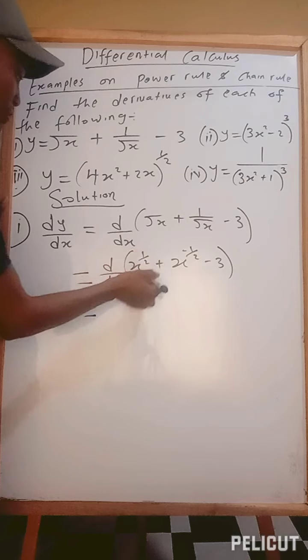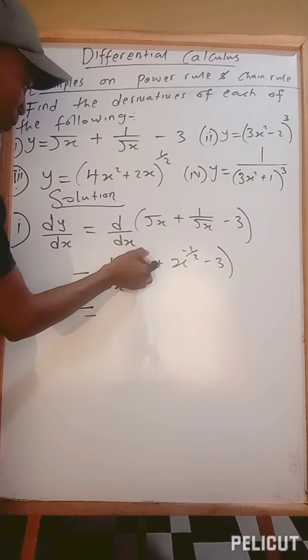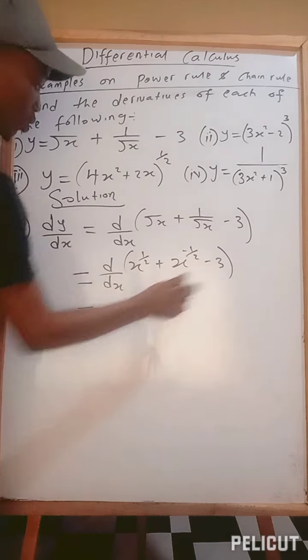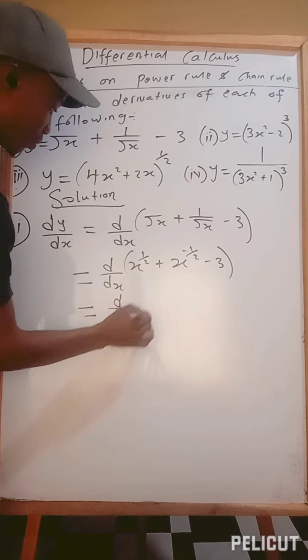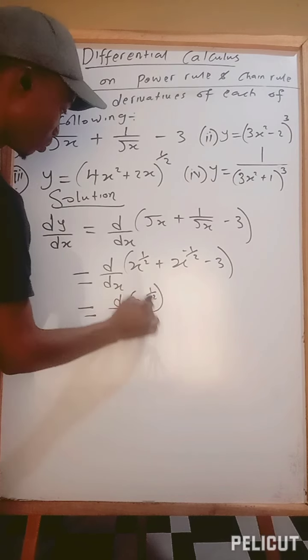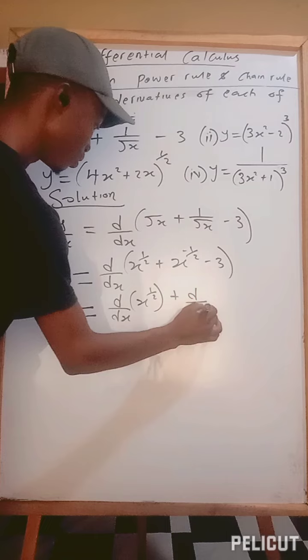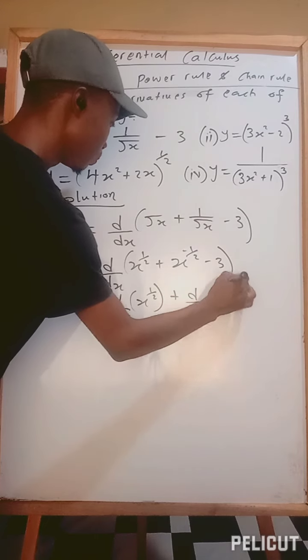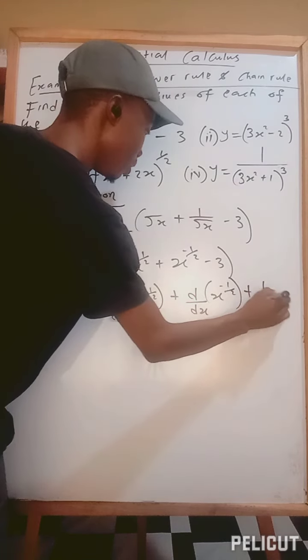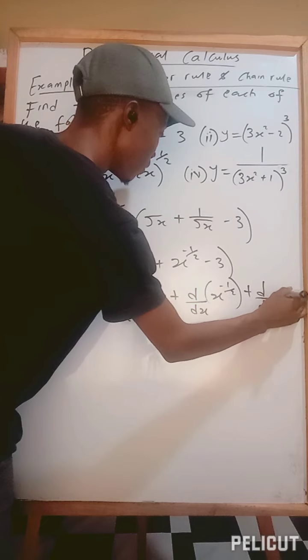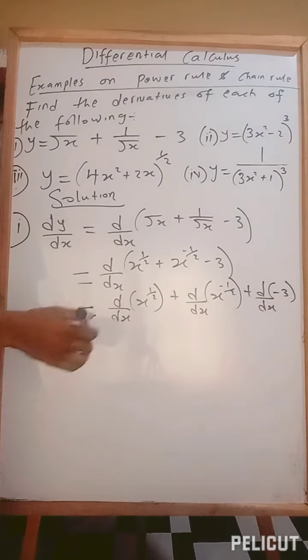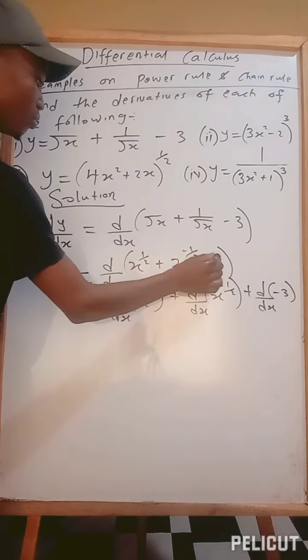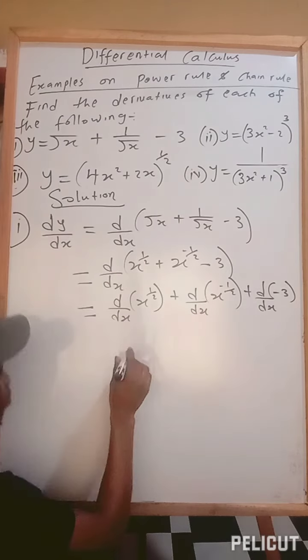So let's differentiate this guy first. So use power rule here. Actually, we can use this d/dx to open it up. Let's say this is d/dx of x to the power 1 over 2, plus d/dx of x to the power minus 1 over 2, plus d/dx of minus 3. Yeah, just minus 3. No, this is still correct.